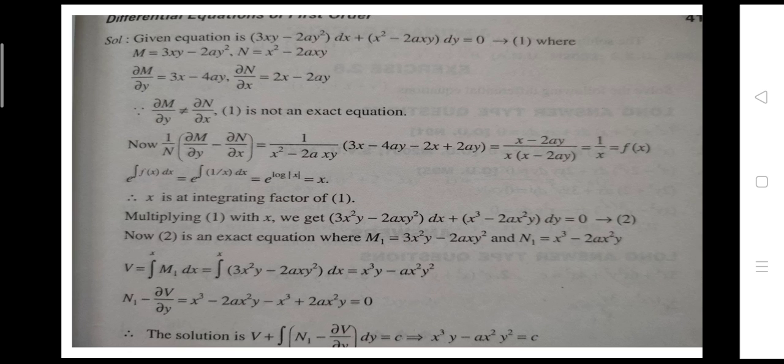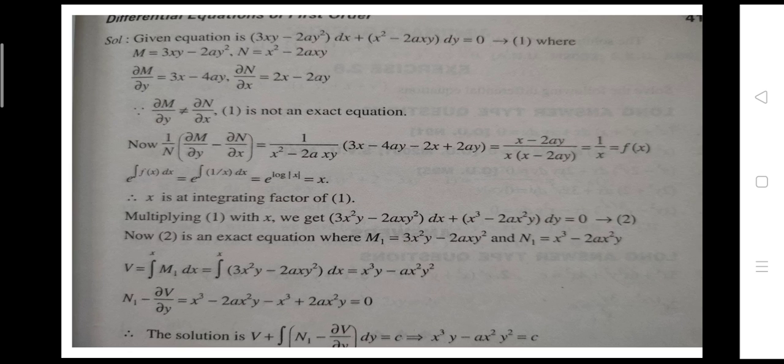Differentiate m1 with respect to y and differentiate n1 with respect to x. Both are equal values. Now if they are equal, it means it is exact. If it is exact, we need to find the general solution of the obtained differential equation. And what is the general solution?